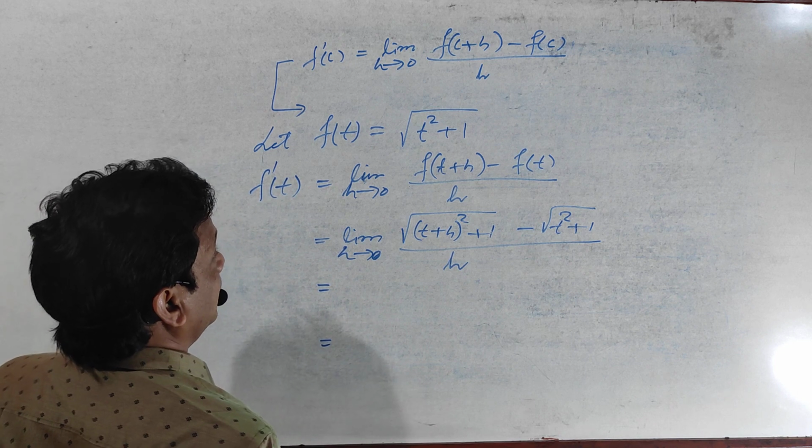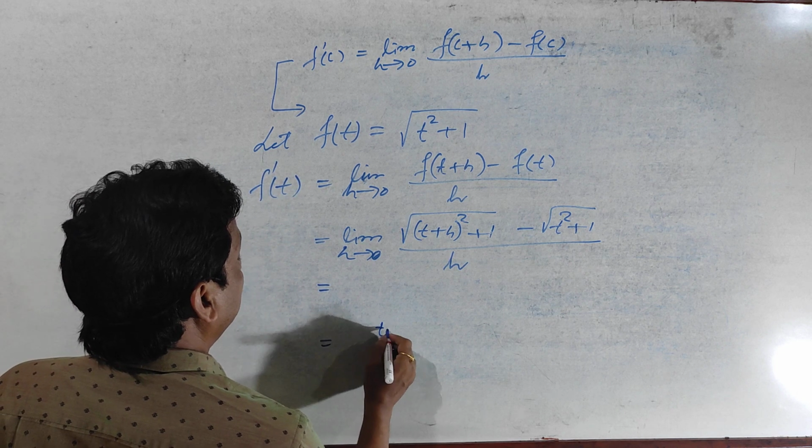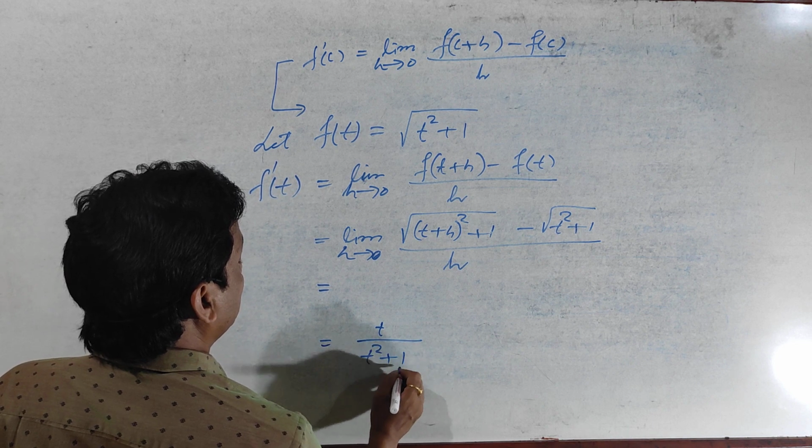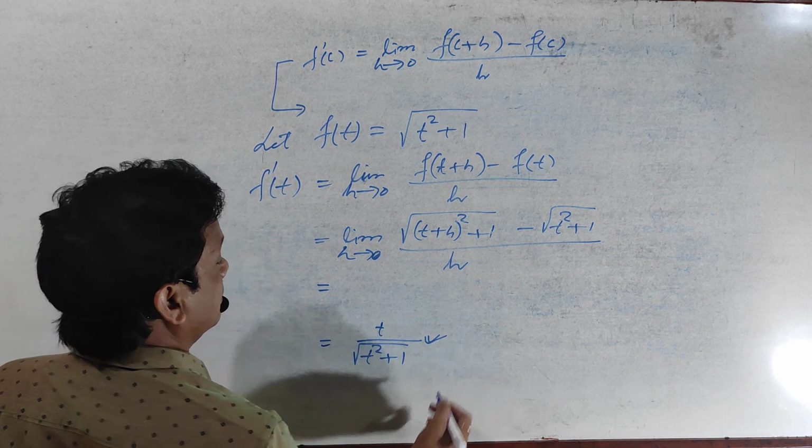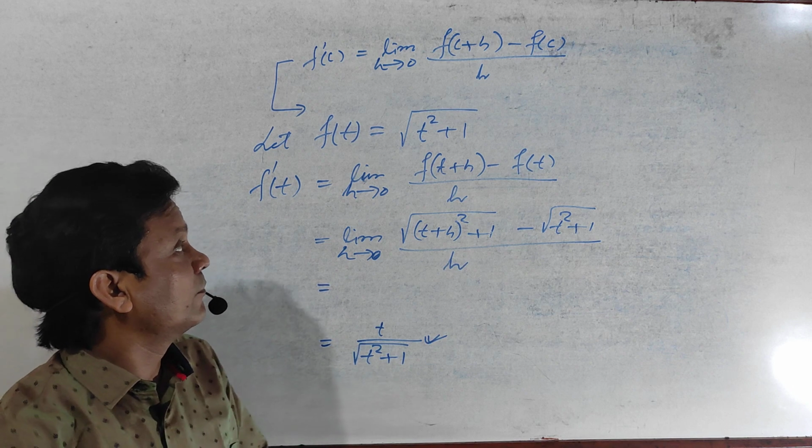So, if you rationalize this one, you will get the value t by root over t square plus 1. Your answer will be like this.